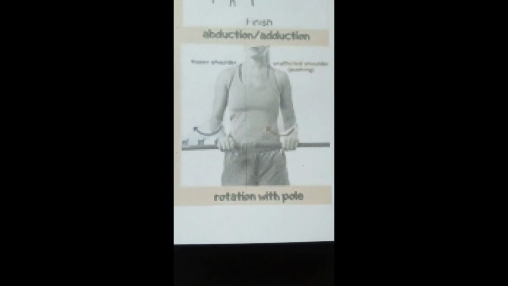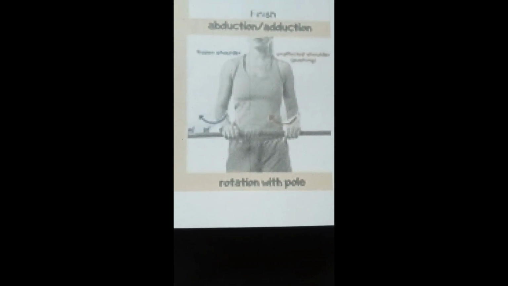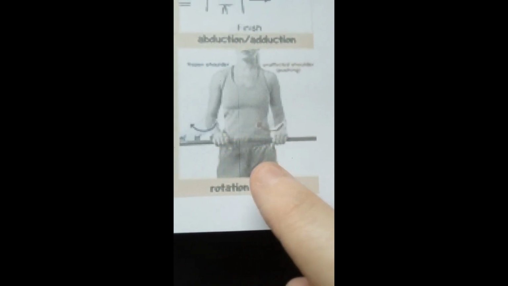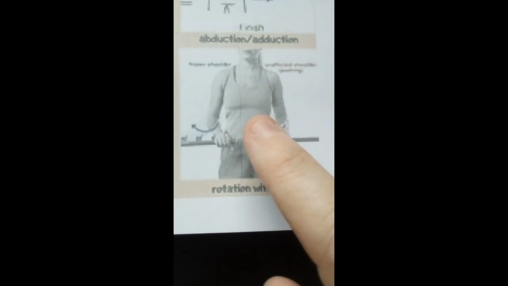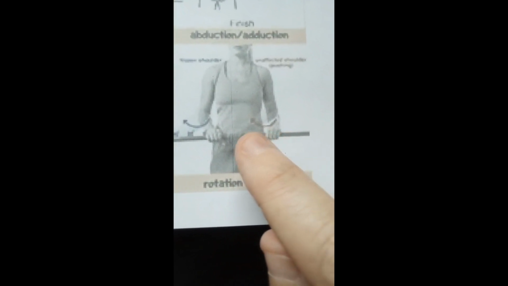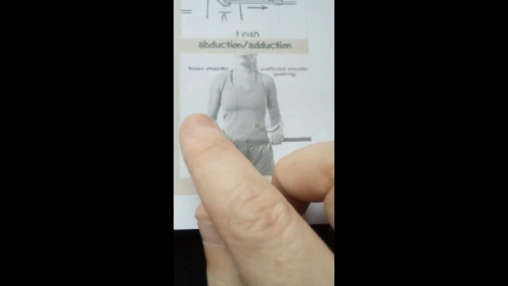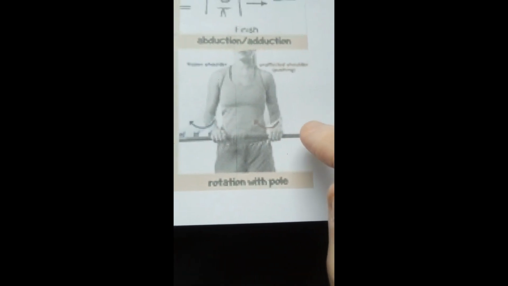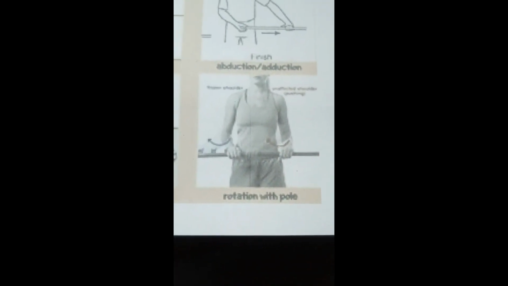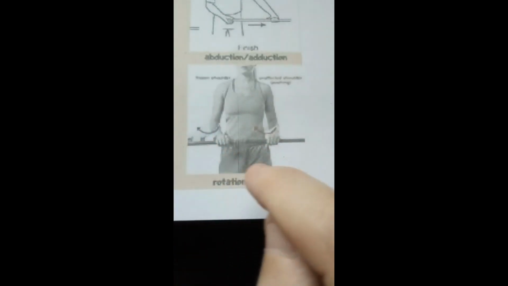Then you can also, using the pole, work on rotational movements. So again, holding the pole, hands shoulder width apart, keeping the elbows in to your sides, and you're going to move the pole to the left and right with a slight rotation around the body rather than moving in a straight line. So you're going to create a bit of an arc in front of you.